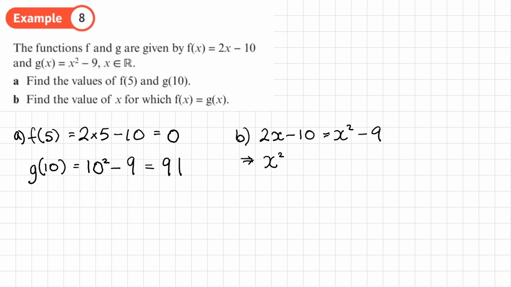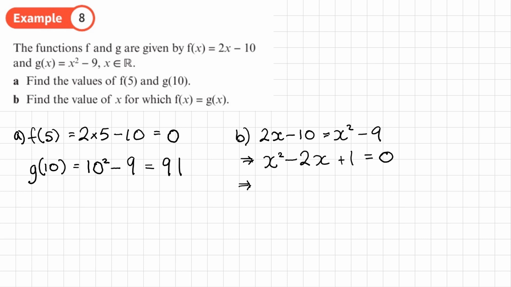So x squared, and then take away 2x from both sides, minus 2x. So I've got negative 10 here. So if I add 10 to both sides, effectively bring that over here, I will then have plus 1 equals 0. So this is now in a form which I can solve, or it's going to be easier to solve.